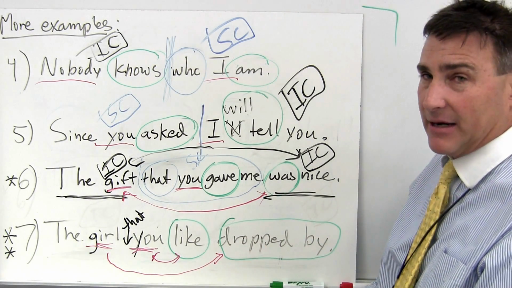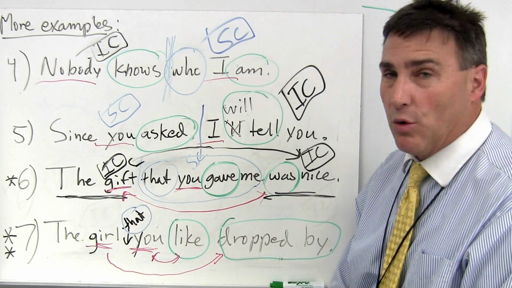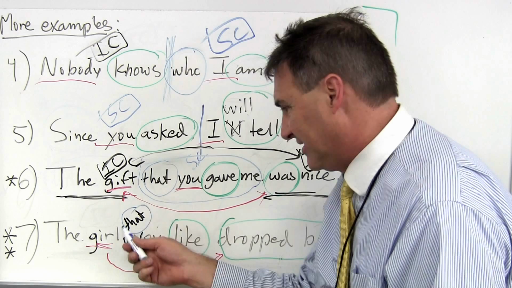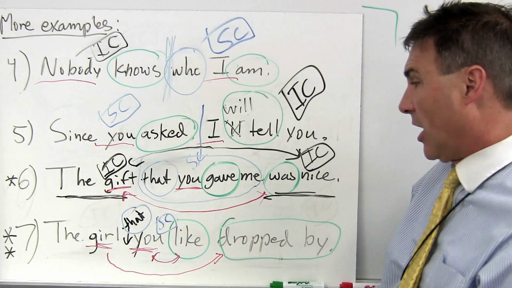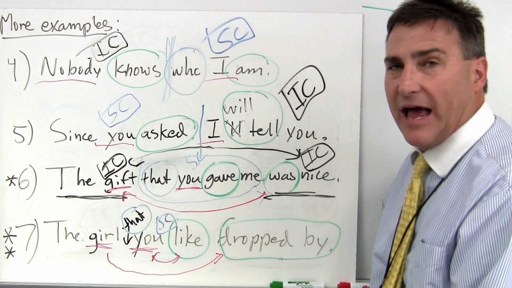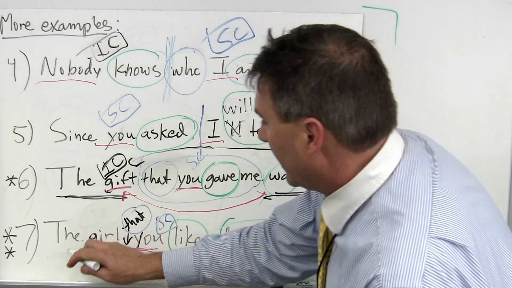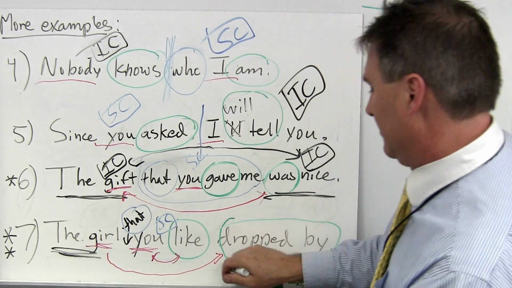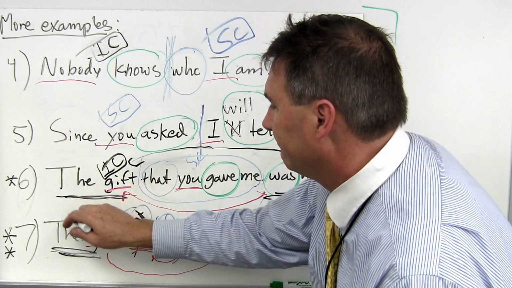And in fact, we've talked about it enough. We should probably circle it. That's our subordinator. What does it go with? That you like. Well, it means this all is a subordinate clause. And what's our independent clause? The girl dropped by. Just pull that subordinate clause out. And what remains is the independent clause. I'll just underline it in black so you can see that it continues over here. That's our IC. All right?